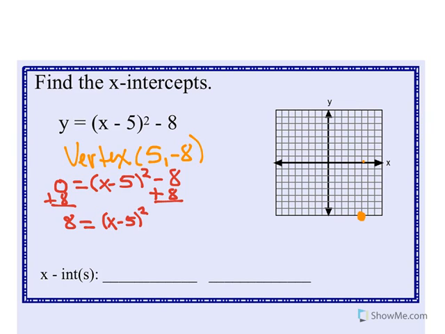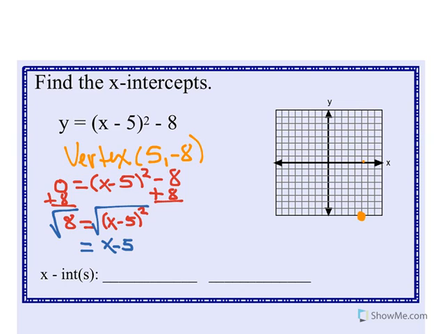Well, I'd really like to find out what x equals so I can find my x-intercept, but I need to get rid of the square. The opposite of a square is a square root. So what you're going to do is take the square root of both sides, because whatever you do to one side, you must do to the other. When you undo a square, that means the x minus 5 is now free. We basically got rid of the square by taking the square root. It undid it. And then I have the square root of 8.